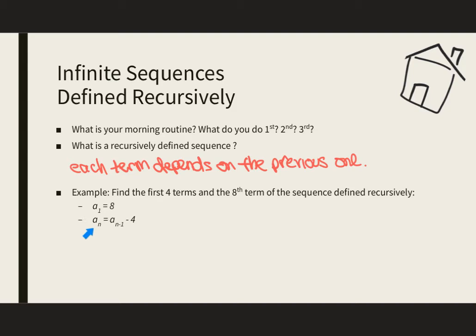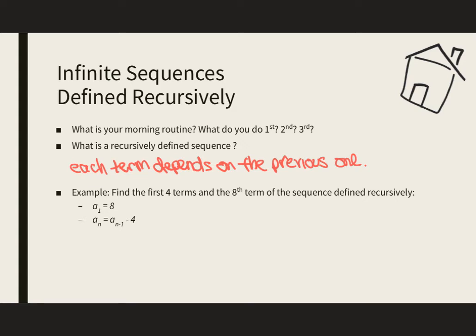We have a sub n equals, that means the nth term. It's equal to the n minus 1st term. So whatever n is, you take the previous term, and in this case, we subtract 4. We could also add something, multiply by something, or divide by something. In this case, it's just a basic example where we subtract 4.